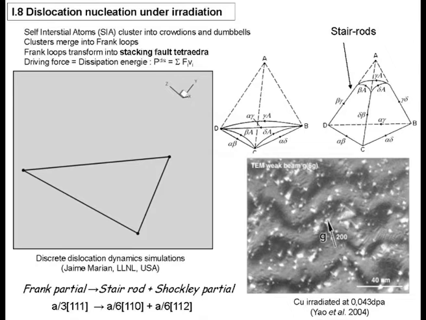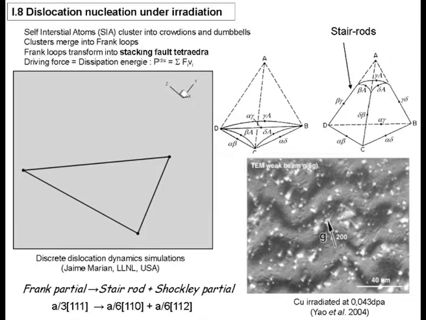So now these loops that you have introduced by irradiation can transform into perfect dislocations. So you have several possibilities. The first one here is a Frank loop that was made of interstitials, so it's an interstitial Frank loop. This was done by Jaime Marian in the USA.